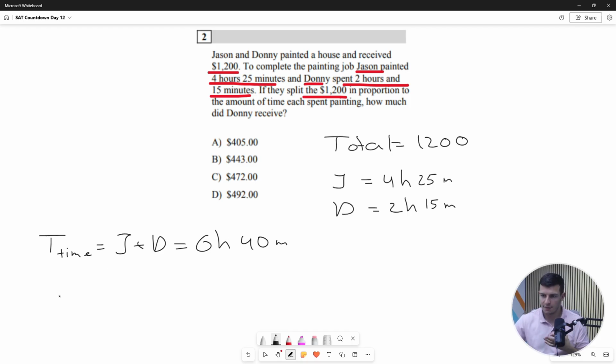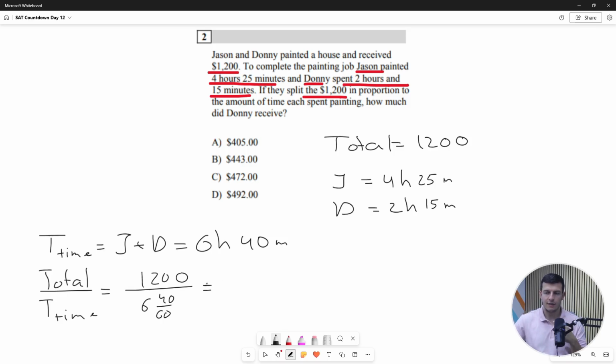Now, if I take my total amount, money-wise, so I call it total, and divide by T, the time, I should get 1200 divided by 6 hours 40, which we can write as 6 and 40/60. This is going to give me a per minute rate. Okay, let's see if that's the case. Now I might need to do a bit of algebra here actually.